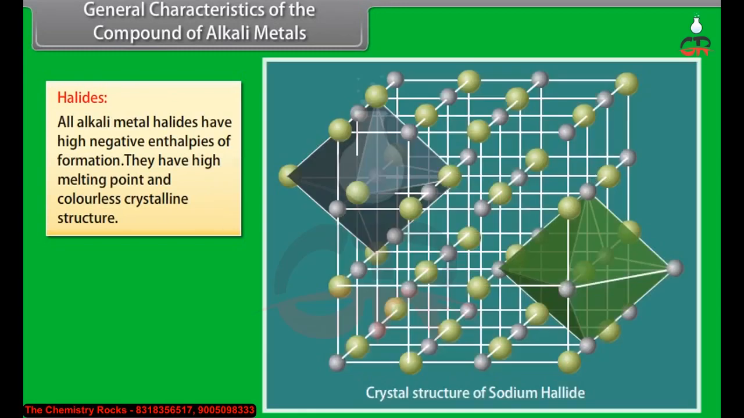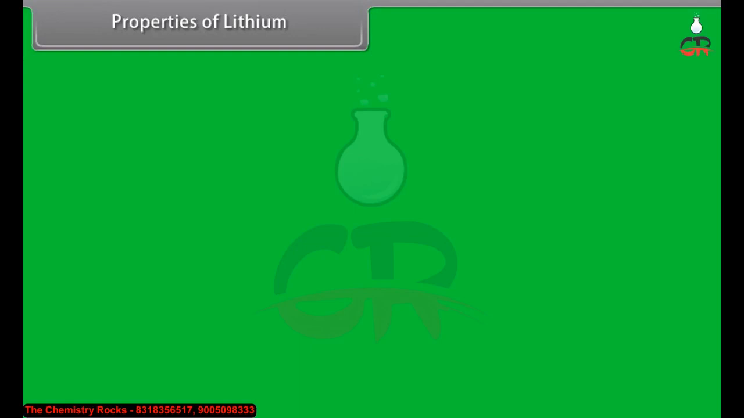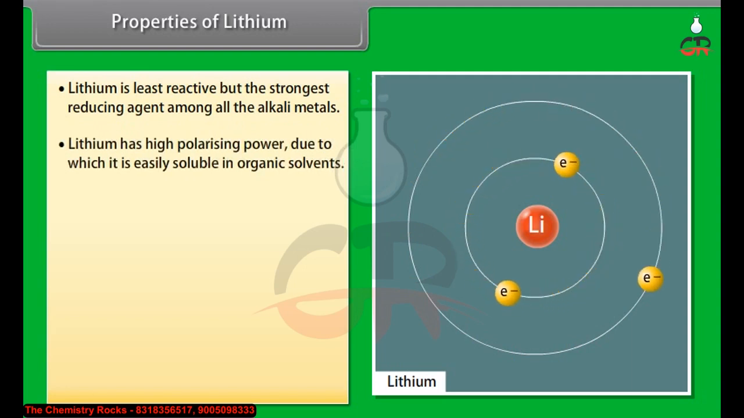Halides. All alkali metal halides have high negative enthalpies of formation. They have high melting point and colorless crystalline structure. They can be prepared by the reaction of the appropriate oxide, hydroxide or carbonate with aqueous hydrohalic acid. Properties of lithium. Lithium is least reactive but the strongest reducing agent among all the alkali metals. Lithium has high polarizing power, due to which it is easily soluble in organic solvents.